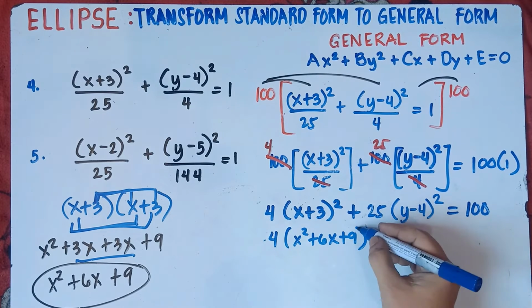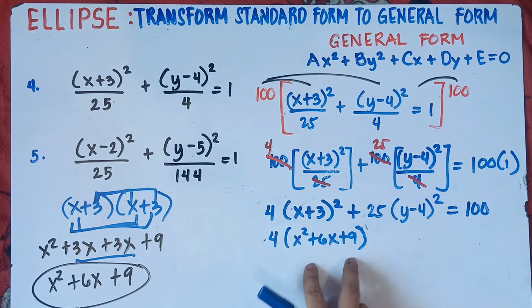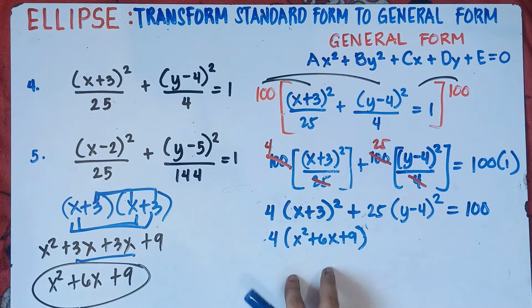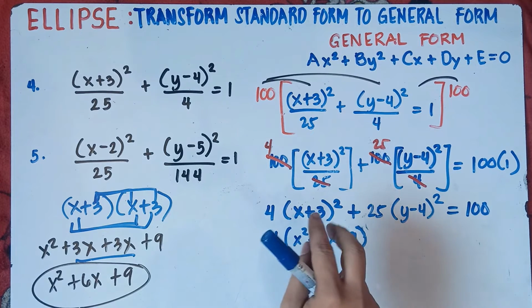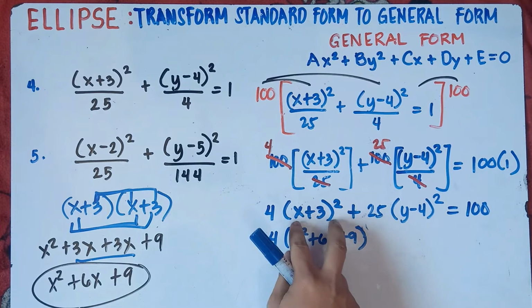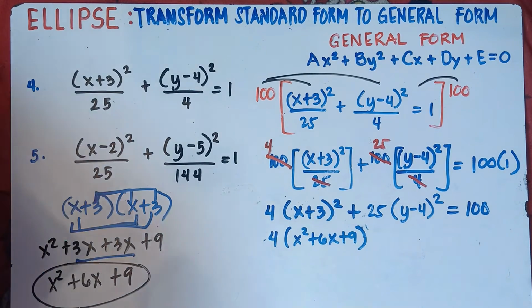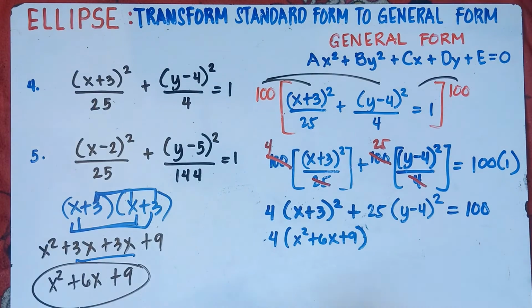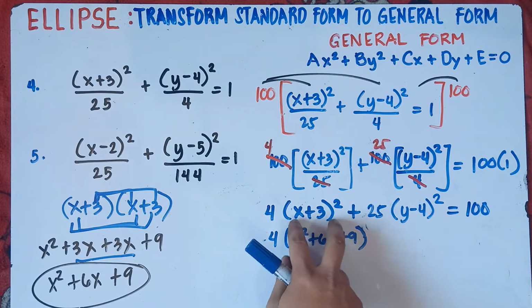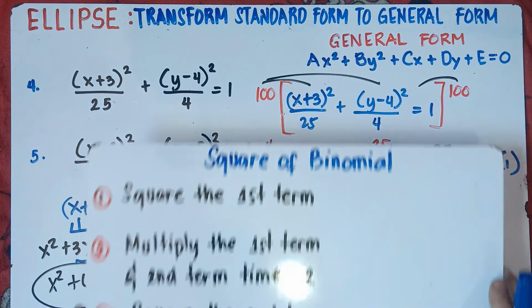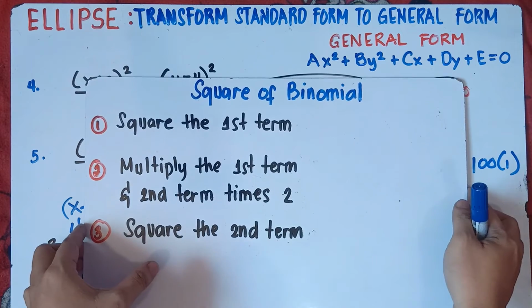Once again, for me, class, it's better to use the square of binomial, because we can answer this one directly. I think in 5 to 10 seconds we can get the answer right away by just looking at this equation. So let's explain, class, the square of binomial.